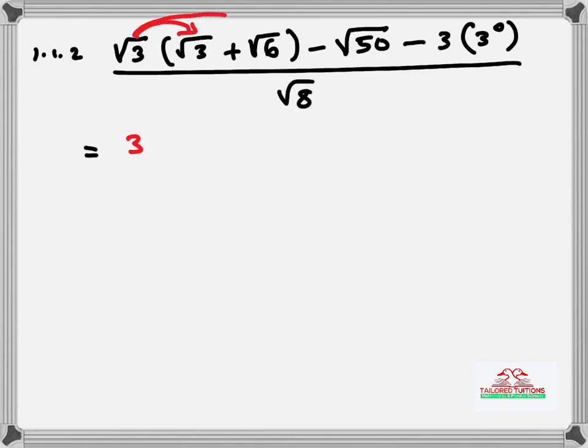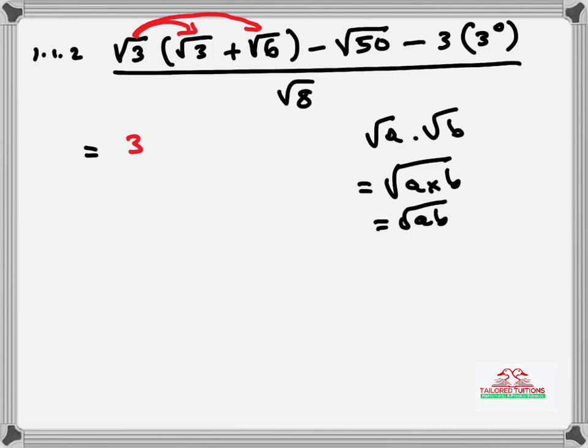And then root of 3 times square root of 6. Please remember that there was a surd law here. If we have a square root of a times a square root of b, that is the same as square root of ab. So we are going to apply that. What is it that we have here? We have a square root of 3 and a square root of 6. So we are going to apply this surd law.